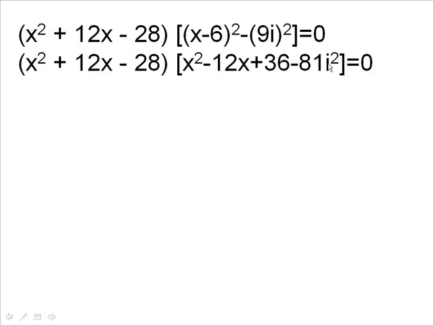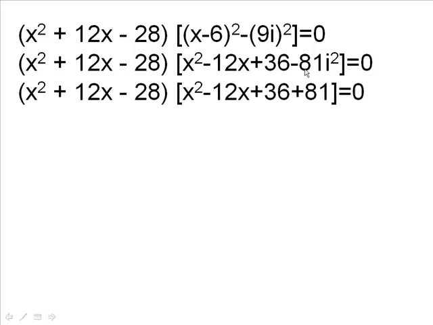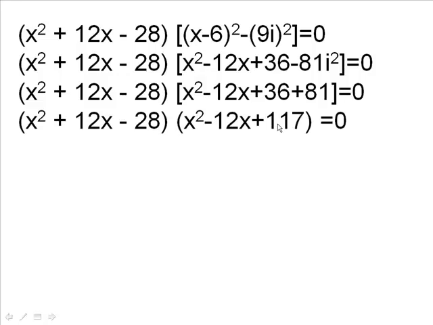All right, now this negative 81 times i squared is negative 81 times negative 1. So i squared is negative 1. Negative 81 times negative 1 is plus 81. Okay? So minus 81i squared gives you plus 81. And 81 and 36 is what? 117.